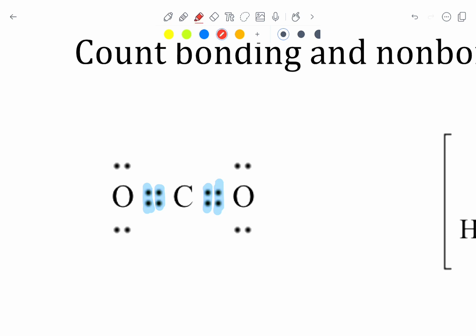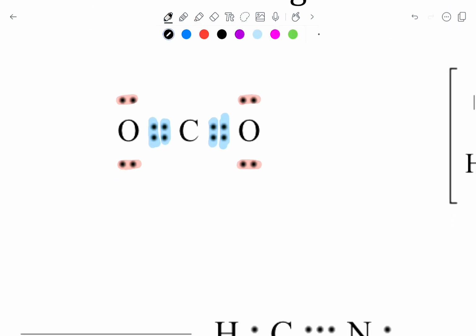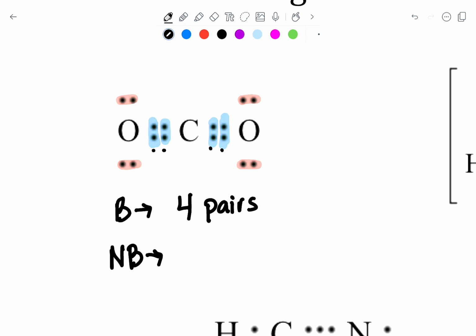For our non-bonding pairs, they're going to be localized on just the individual atoms. Carbon doesn't have any, okay? All of its electrons are in its bonds. So oxygen has 2 non-bonding pairs on each of those. Those non-bonding electrons are not in between the oxygen and another atom. They're just localized on the oxygen. So CO2 for bonding pairs has 1, 2, 3, 4. Remember, this is pairs, so we're counting by twos. And non-bonding pairs, it has 1, 2, 3, 4.